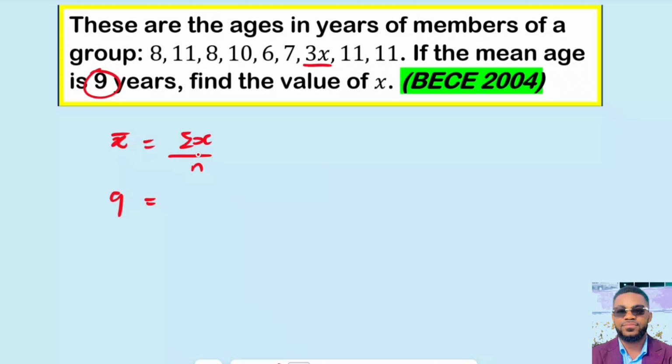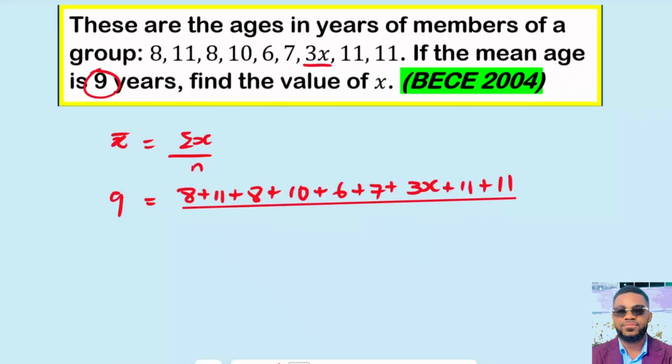So let's get the sum of x. We add all these: 8 plus 11 plus another 8 plus 10 plus 6 plus 7 plus 3x plus 11 plus another 11. Everything should be divided by the number of items. Let's check: 1, 2, 3, 4, 5, 6, 7, 8, 9. So we have 9 items. That is how we set up our equation. The next thing, this time it has become a mere equation, is to find the value of x.